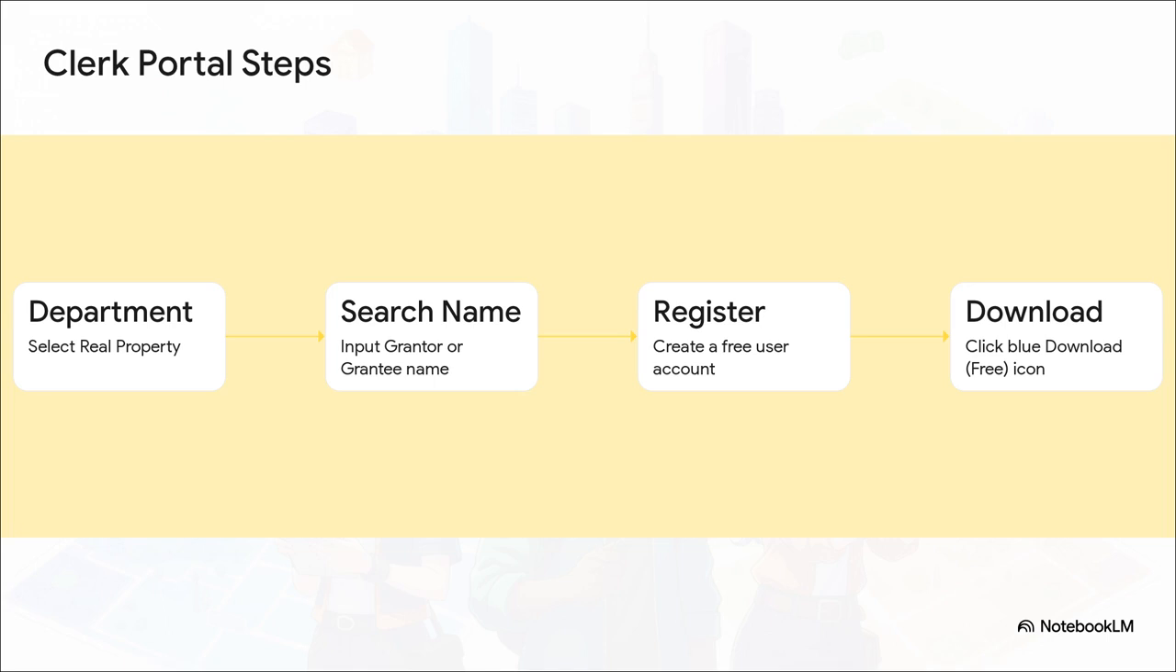Second, input the grantor or grantee name, so the seller or the buyer. Third, and this is the absolute key, you must click the link in the upper right to register for a free user account. Once you're signed in, Step 4, you just click the blue Download Free icon next to your document and boom, you instantly receive an unofficial watermarked PDF copy of the deed without paying a single dime.